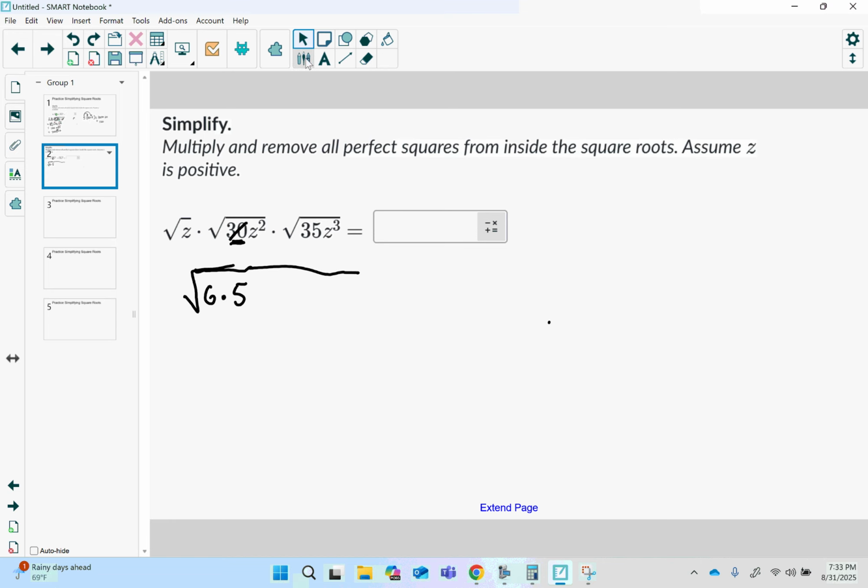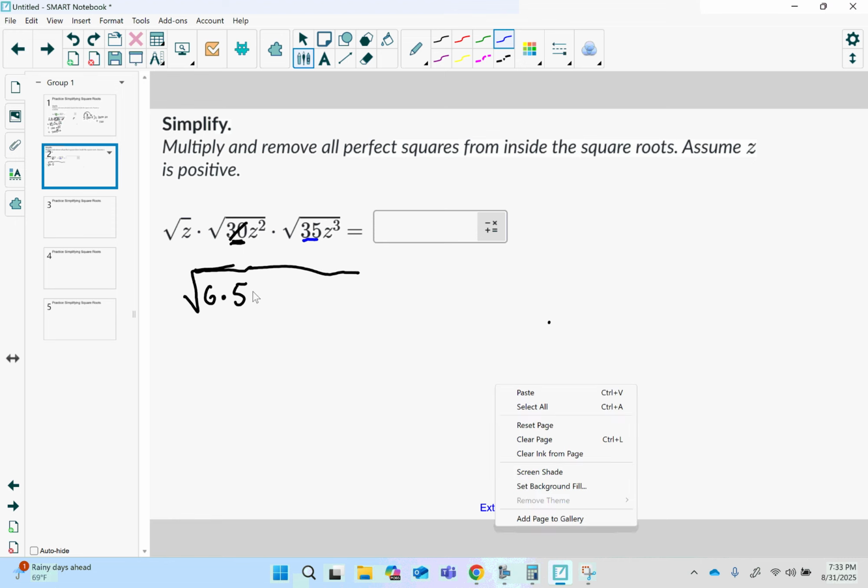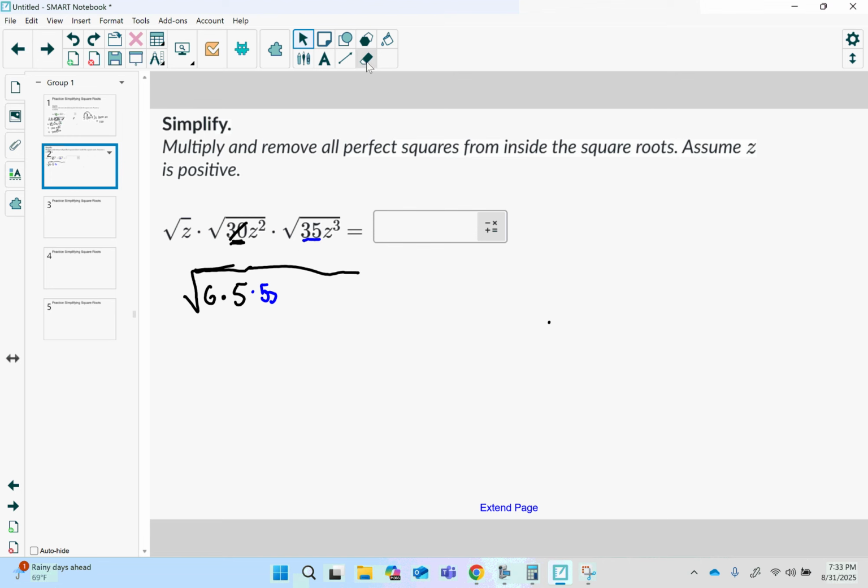Then I'm going to bring another color here just to help me color code these things. Then I've got my 35 there. So I'm going to write that as 5 times 7.